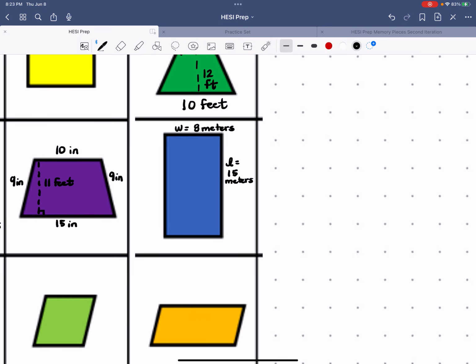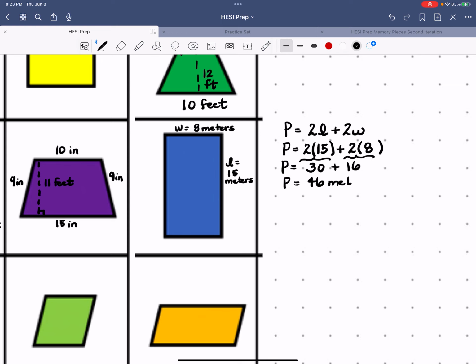Okay, so the formula for this one, for perimeter, is 2 L's plus 2 W's. So put your pockets in. Length is 15. Width is 8. Follow the order of operations. So you have 30 plus 16. So this perimeter is 46 meters.